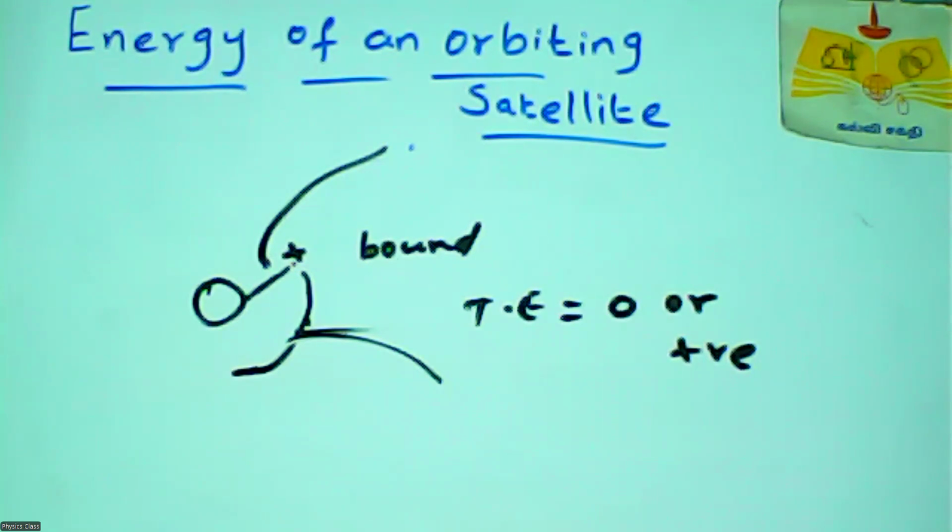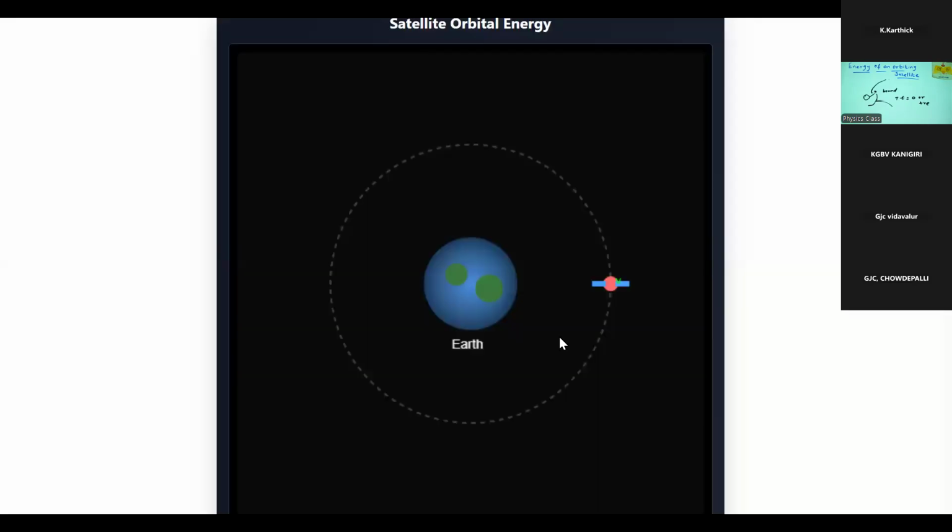I will share the screen once again. Okay, right. So we are going to use this simulation to explore one of the most fundamental principles of space travel, that is conservation of energy. We are looking at a 1,000 kg satellite orbiting Earth.